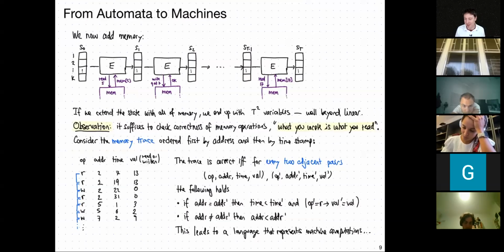So it's already handled here, right? The previous operation could have been a write or a read. It doesn't matter. Whatever it was, you must read the same value if the next operation is a read. Good question. Any further questions?